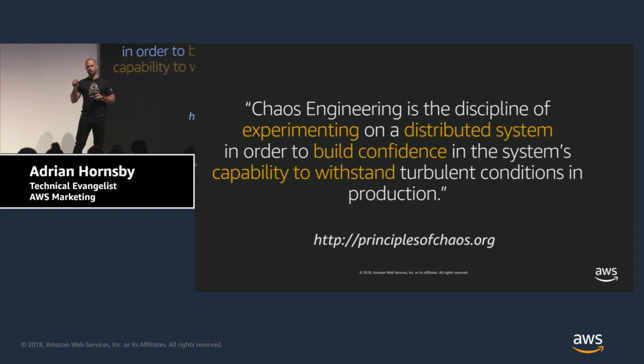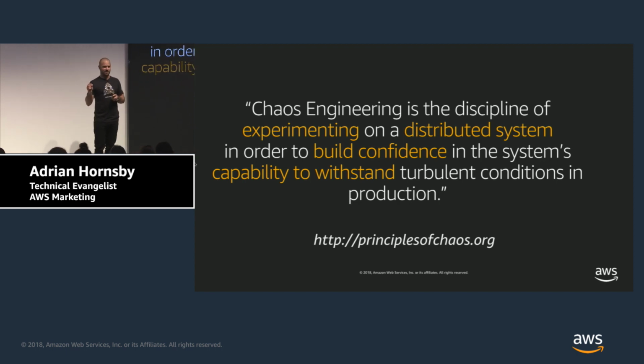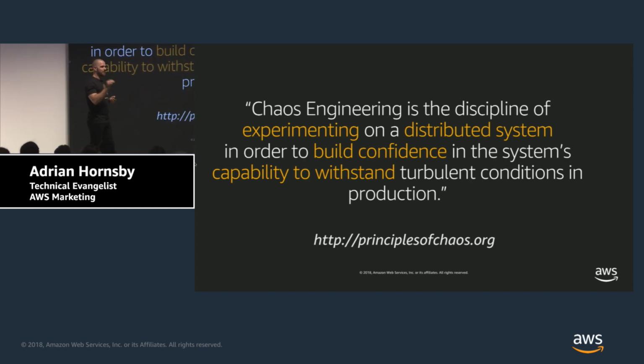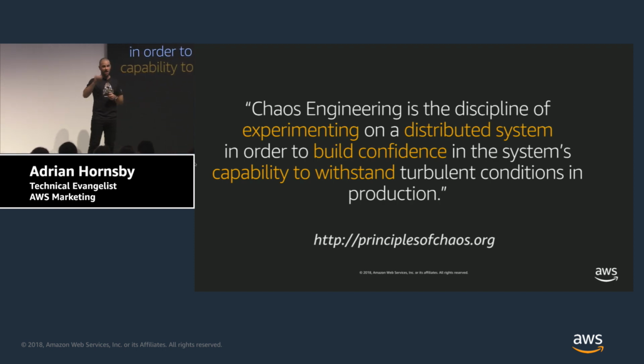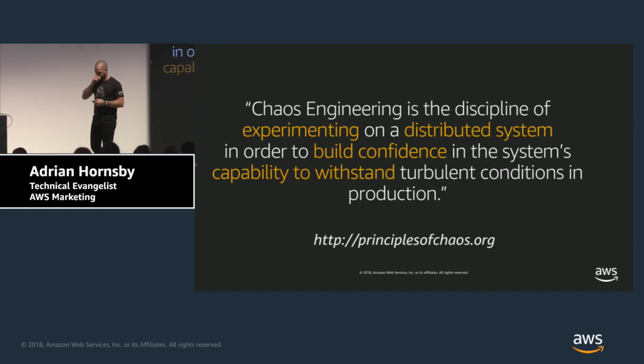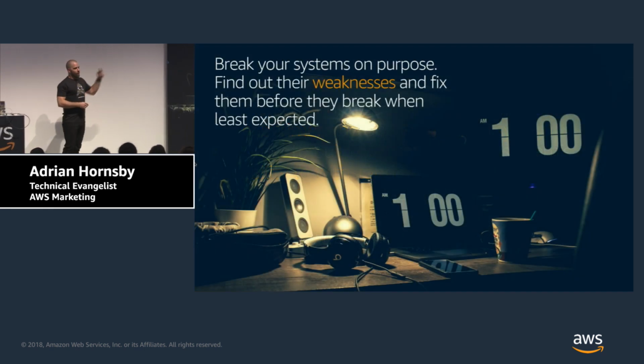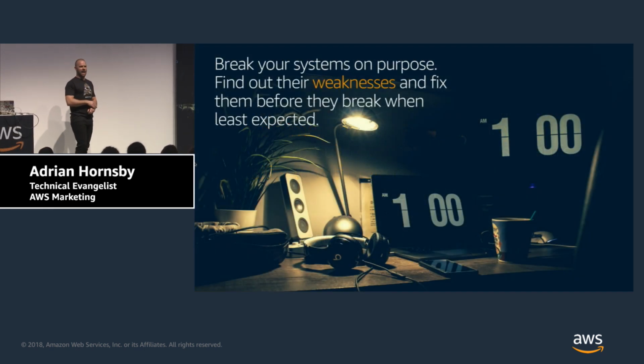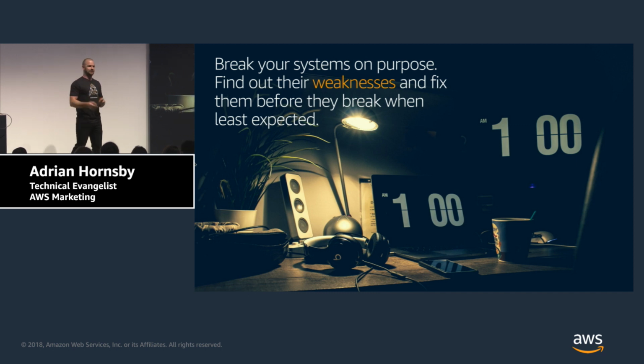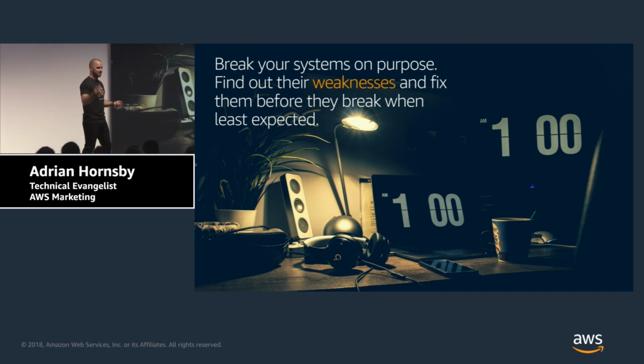We want to avoid "I think the system will recover." We want to have "I know the system will recover," okay? And chaos engineering is the whole method around trying to prove an assumption, that I know the system will recover.